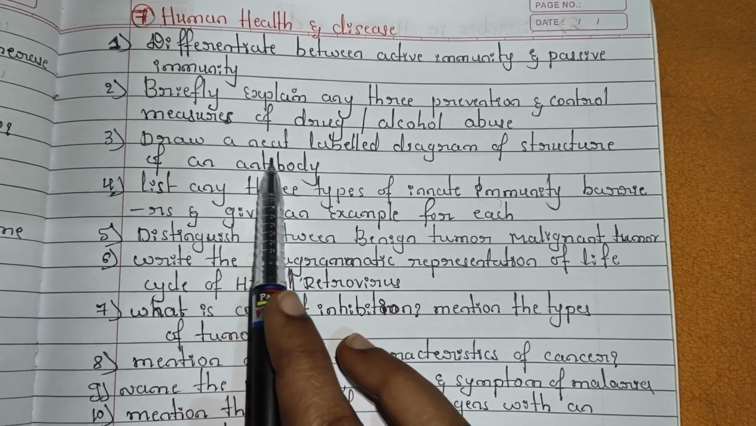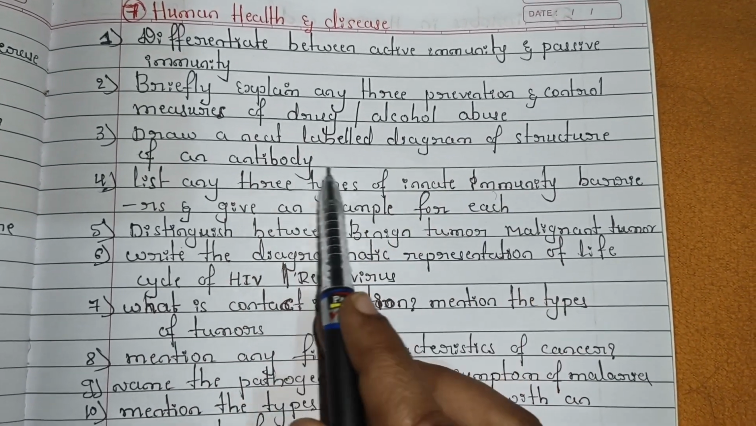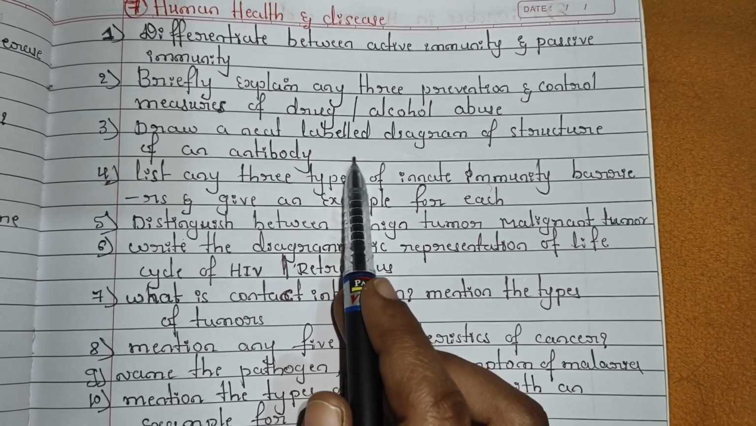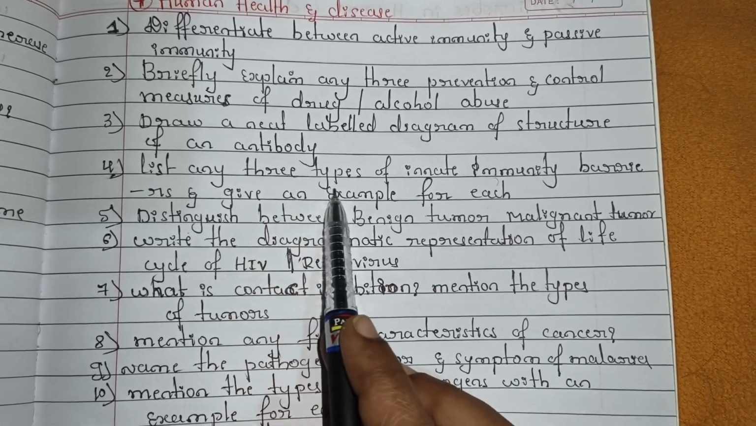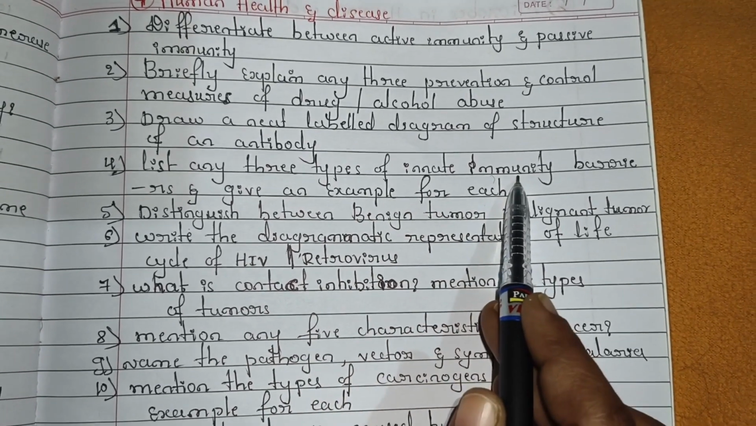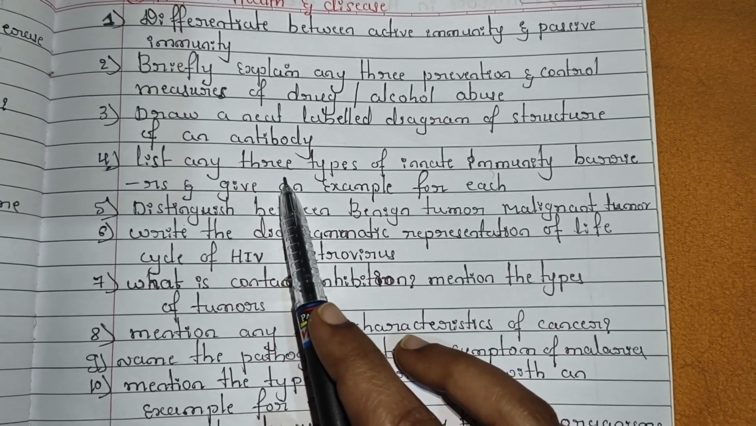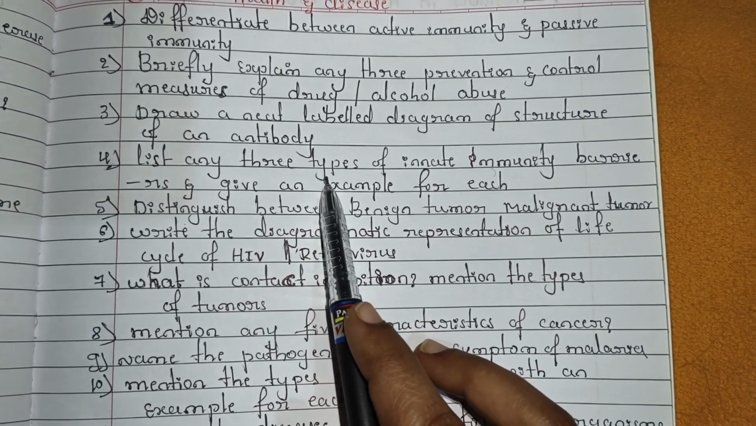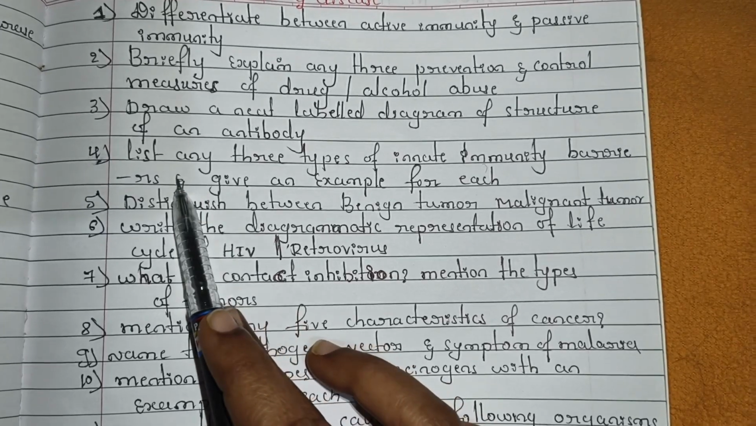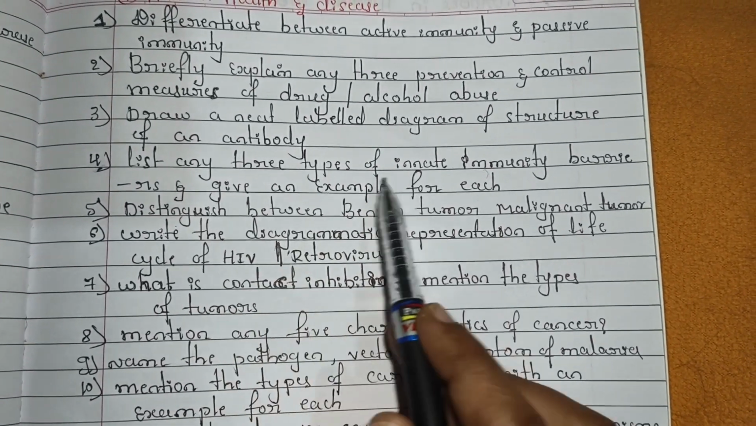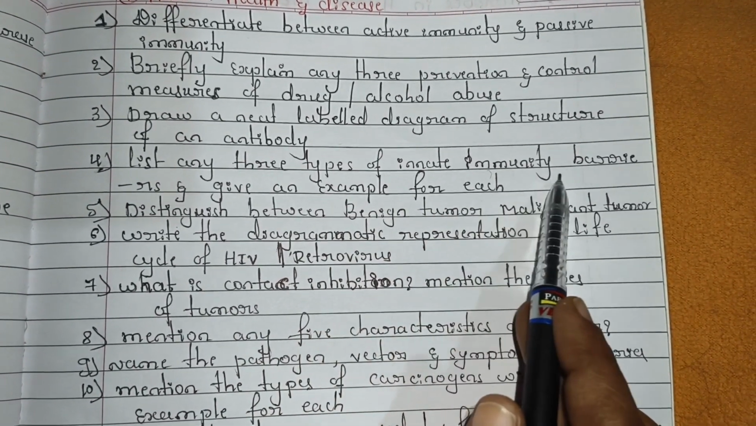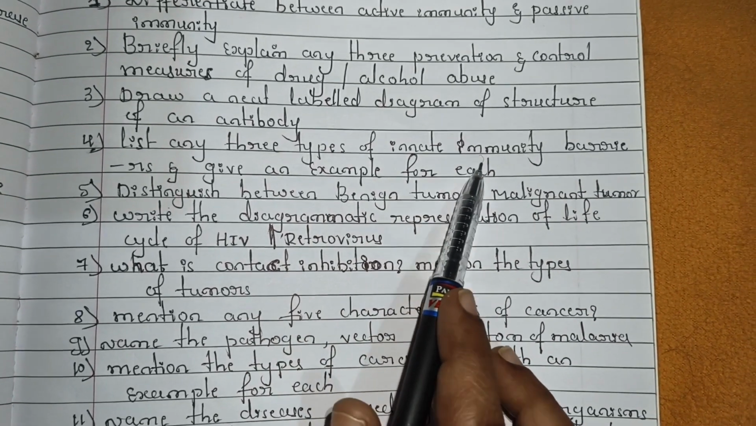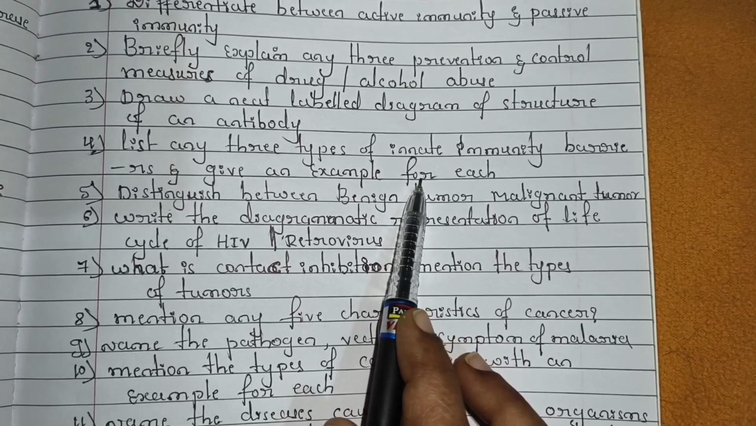And next, the third one is, draw a neat labelled diagram of the structure of an antibody. It is most important, you have to practice it. And the fourth one is, list any 3 types of innate immunity. In NCERT they have given 4 types. In the previous year the RIC question asked for 3 types, but you have to practice all 4. So here they mention 3: list any 3 types of innate immunity barriers and give an example for each. You have to read all types with examples.